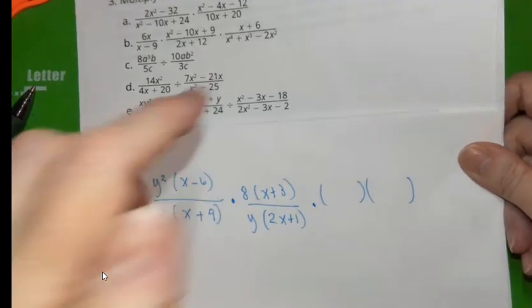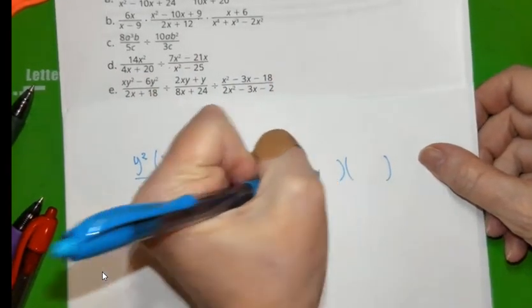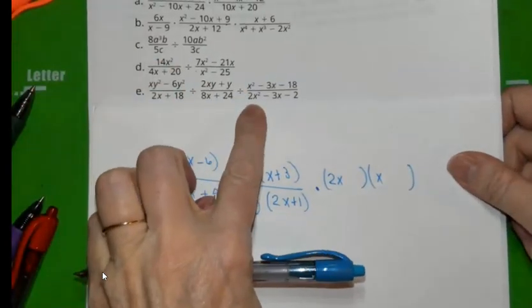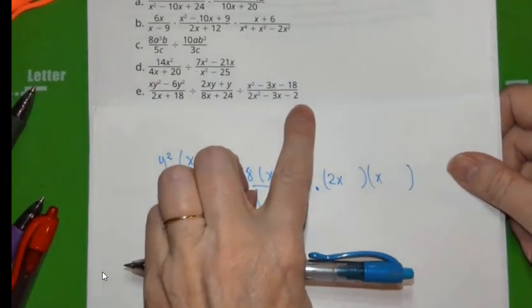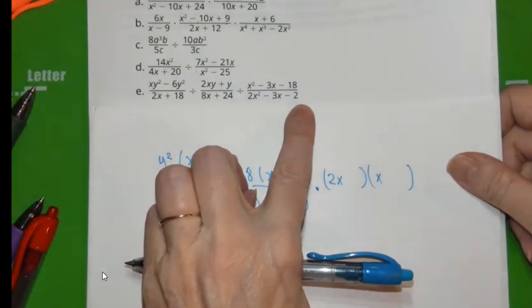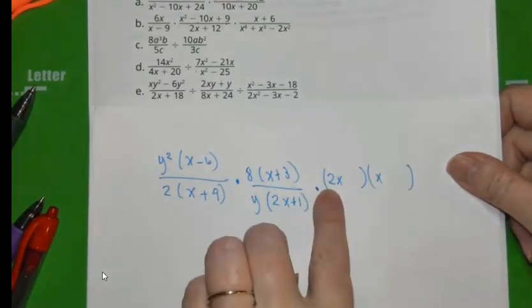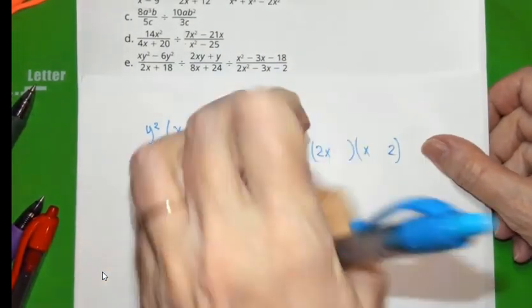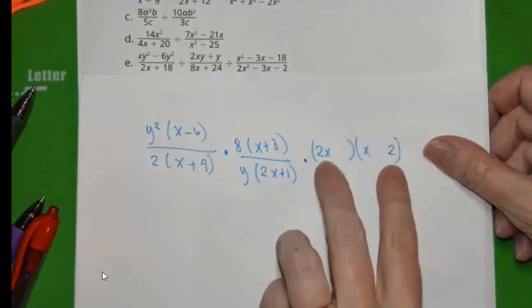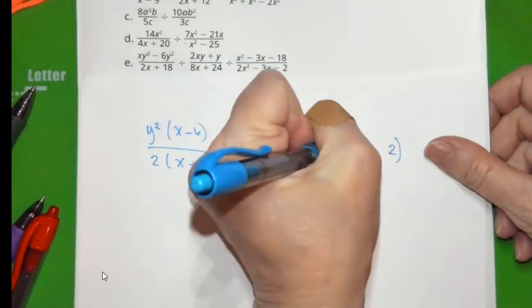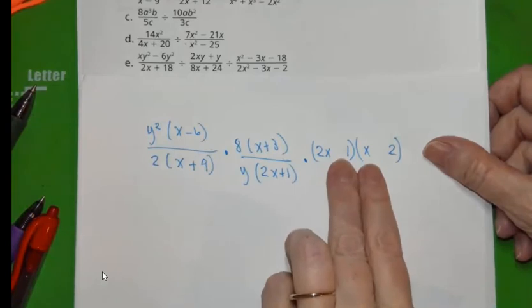So notice I have a 2x squared, so I'm going to use a 2x times x to get my 2x squared. I have a 2, so I need a 2 and a 1. So the question is, where does the 2 go? Where does the 1 go? Well, you need the 2 here so that you'll get a 4x when you multiply these two. And you need the 1 here so that you'll get a 1x when you multiply these two.